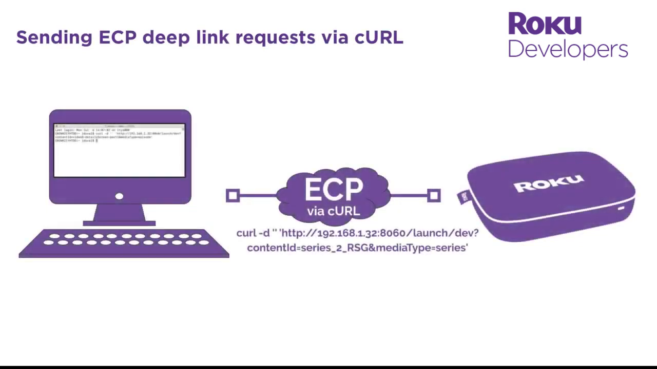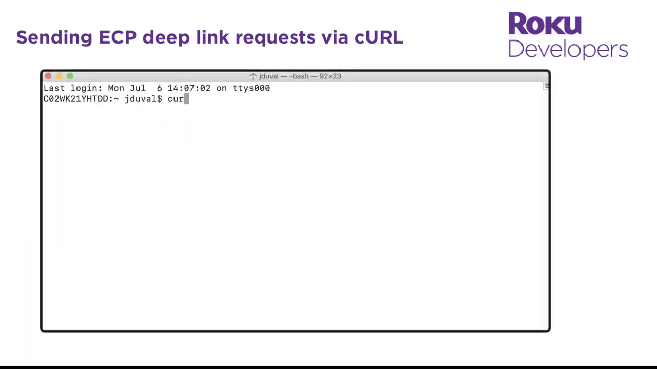Alright, one last thing we want to demonstrate before we're done testing, and that is that we can also send deep link requests via curl commands. So I'll open a terminal and create a post request without any data, and then enter the IP address of my Roku device, port 8060, which is the port that receives ECP commands, and in the URL path, let's include the launch or input command and the channel ID, which is dev.